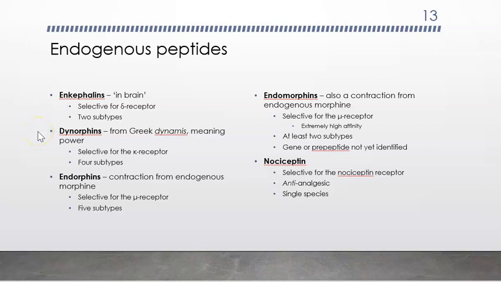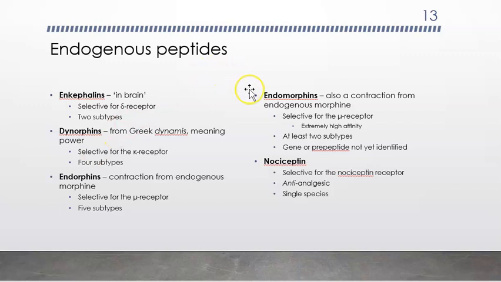We've then got our dynorphins. This comes from the Greek word dynamis, which means power. So dynorphins are selective for the kappa receptors, and there are 4 subtypes of dynorphins. We've then got endorphins. So these are a contraction from endogenous morphine. It's selective for the mu receptor, and there are 5 subtypes.